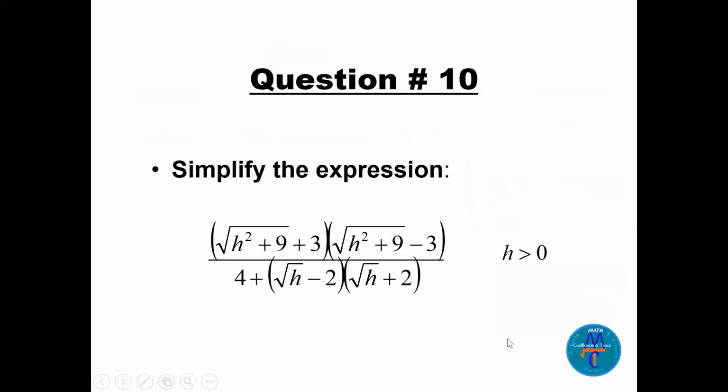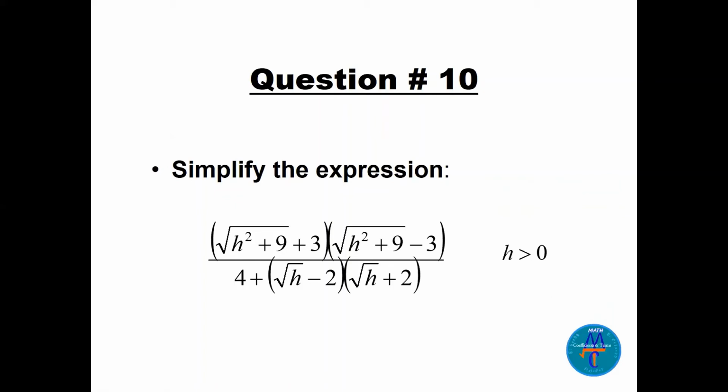Okay, question number 10. It's not difficult, but it looks ugly. Simplify the expression. We have many radicals, up and down. You can multiply, you can try. The answer is very, very simple. You cannot believe the answer. The answer is only h. No fractions, no numbers, only h.